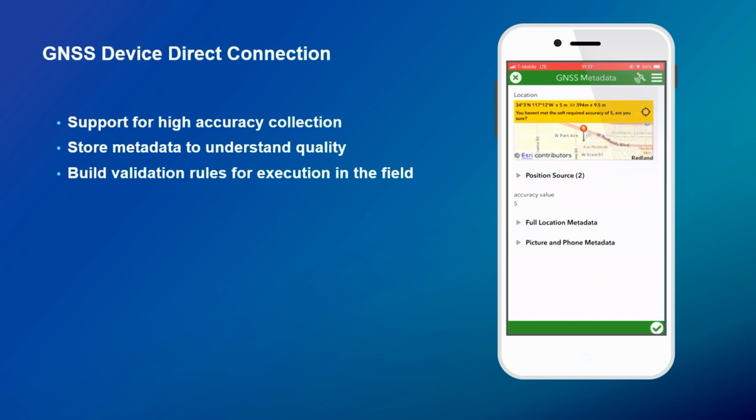So, GNSS direct device connection helps us with our collection activities in a few different ways. First, we need this in order to support high accuracy collection. Second, and related to that, we need to be able to store the metadata that you're receiving from the receivers, so that we can then analyze the collection activities and how well they met our objectives. Third, we can do that analysis now while we're in the field.